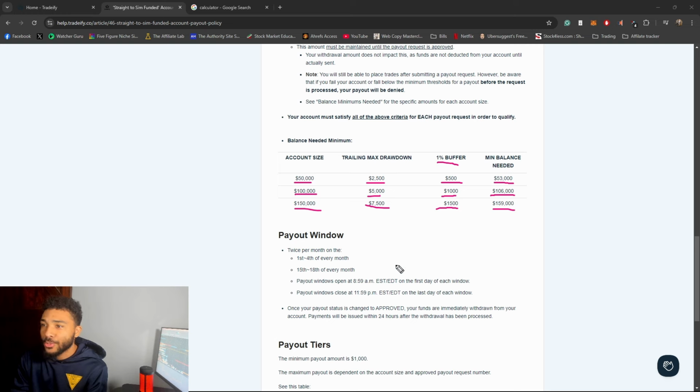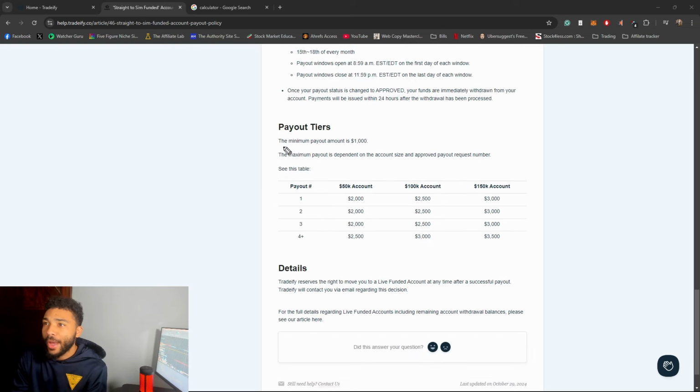Now, the payout windows are exactly the same as they were before, the 1st and the 5th of every month, and then the 15th through the 18th of every month. And then they give you when the window actually opens for payout. And then the payout tiers, the minimum payout amount is $1,000. So you have to request at least $1,000 in the payout request. For 50K, it's going to be $2,000 on your first payout, $2,500, and then 3K your second payout, same third payout, right? So nothing really changes.